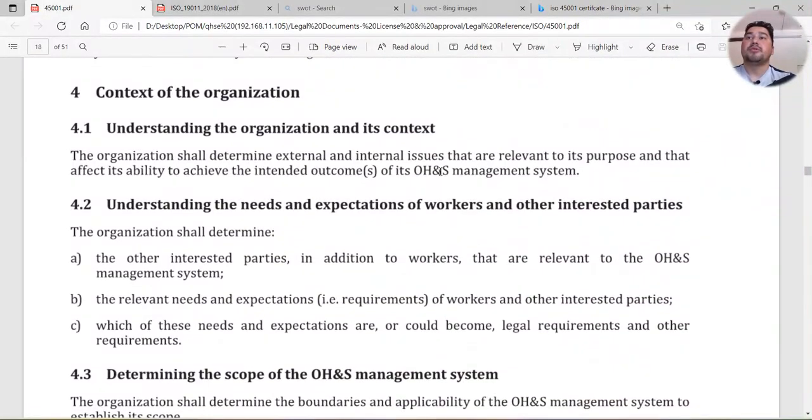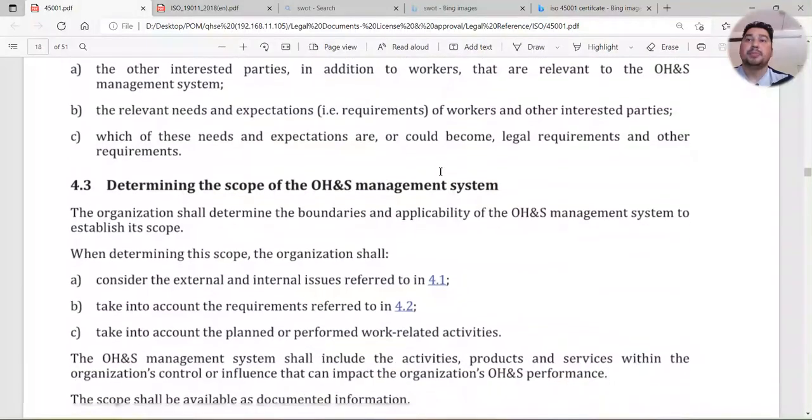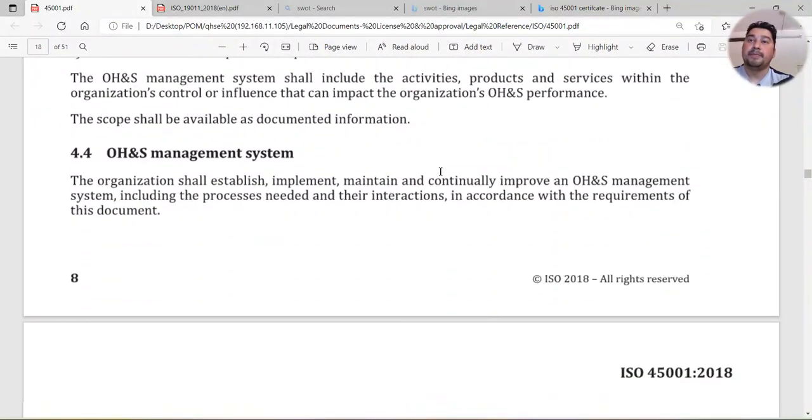In clause number 4, we have three most important things: understanding the organization and its context, understanding the needs and expectations of workers and other interested parties, and determining the OHS management system scope, your business boundaries.